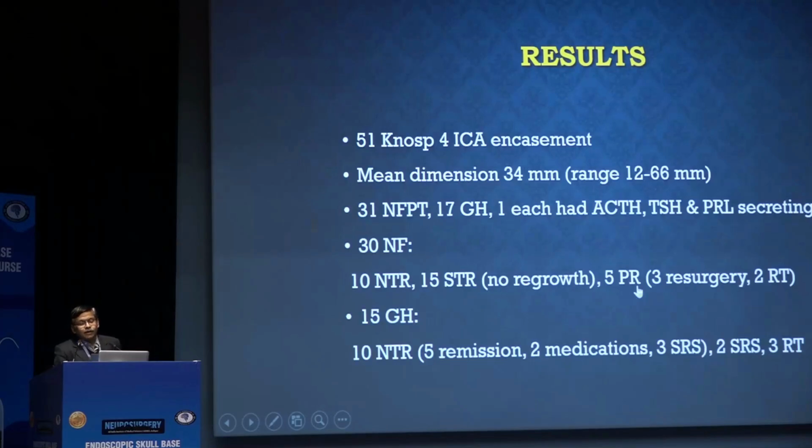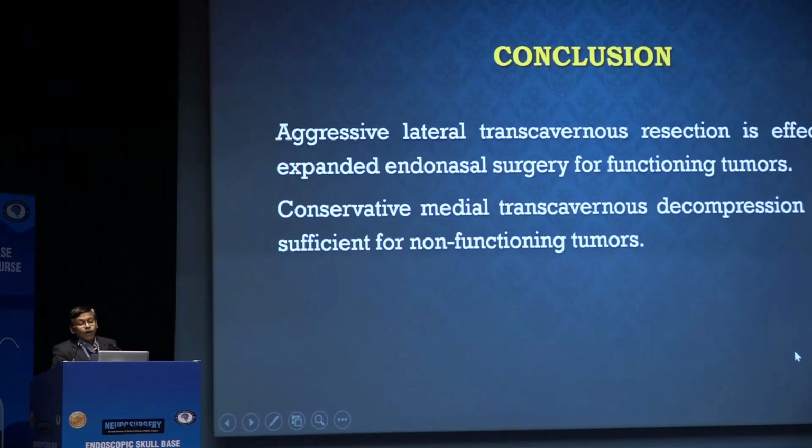So in our NOS4 ICA encasement series, we had this many cases: 31 non-functioning and 17 growth hormone secreting tumors. In non-functioning, we had 10 near total resections and 15 subtotal resections. And in growth hormone secreting tumors, we had 10 near total resections, 5 in remission, 2 on medications, and 3 we gave gamma knife. And this is the end result. So aggressive lateral transcavernous resection is effective in expanded endonasal surgery for functioning tumors, and a conservative medial transcavernous decompression may be sufficient for non-functioning tumors.